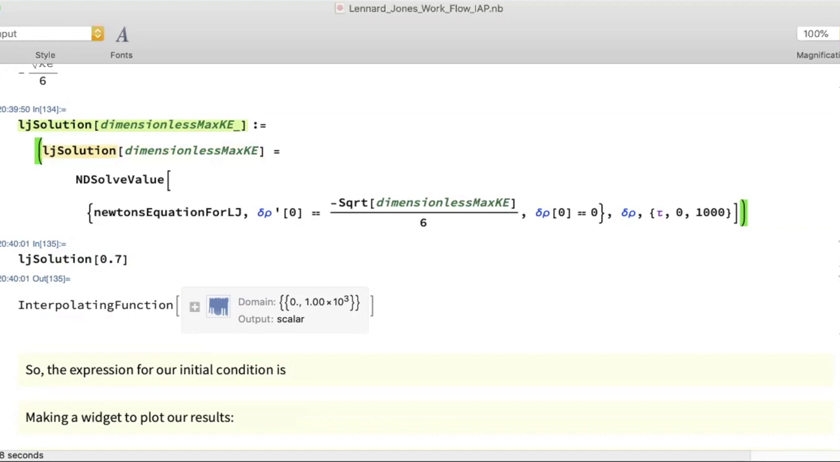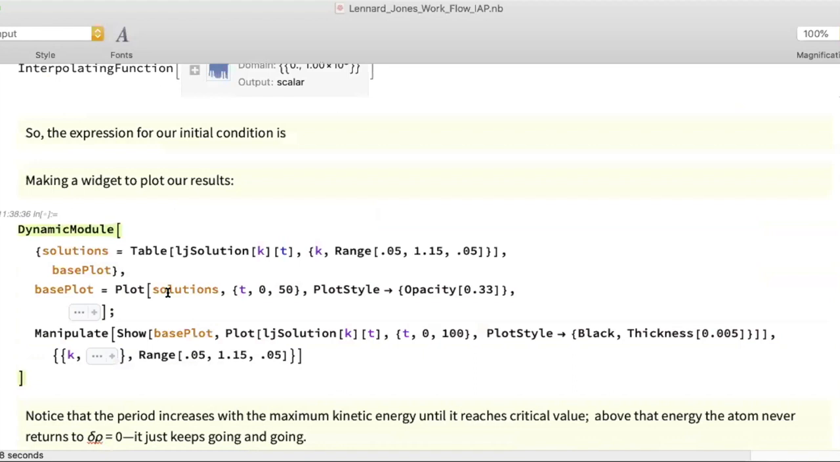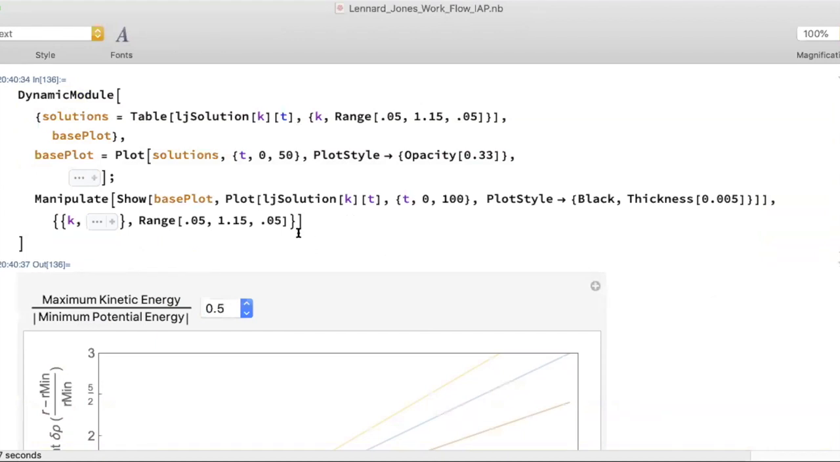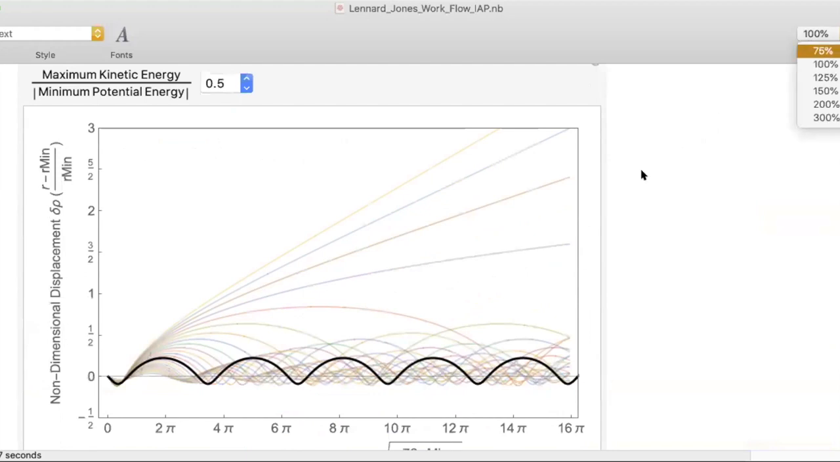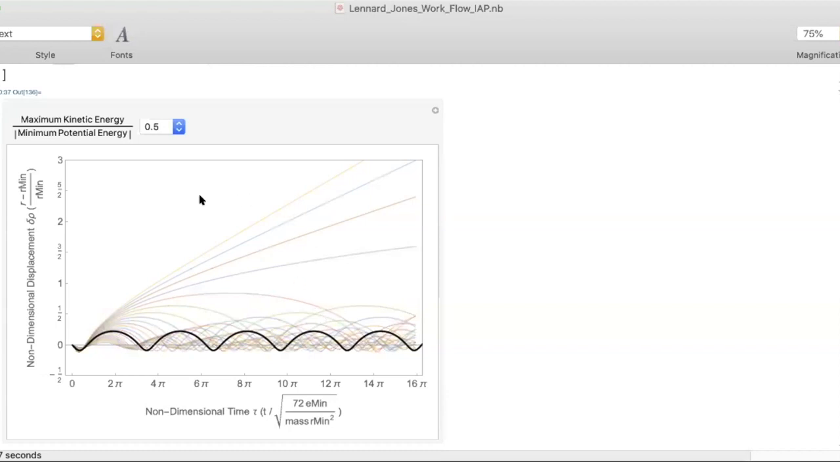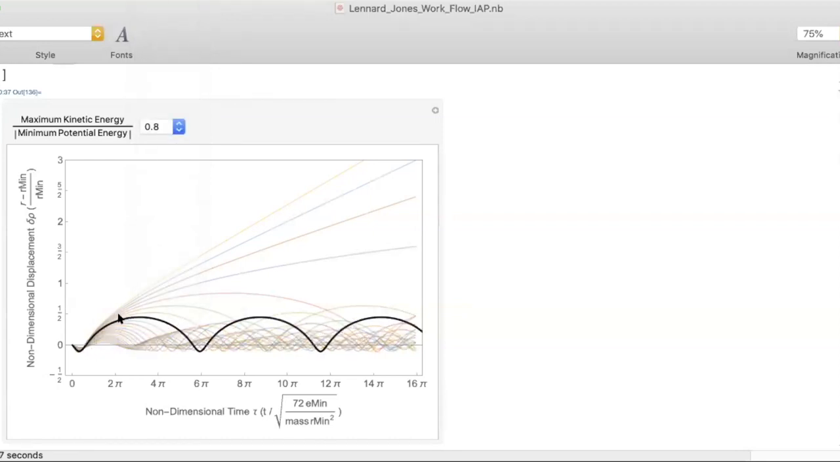Okay, so let's just make a widget to plot our results. And it's going to be this. So here is my widget. I need to make this a little bit smaller so we can see everything. Okay, so what I've done is plotted a whole lot of solutions with different values of kinetic energy, right? And so what I'm going to do is go pick out something with a larger kinetic energy. And I can see of all my solutions, kind of which one I'm picking out.